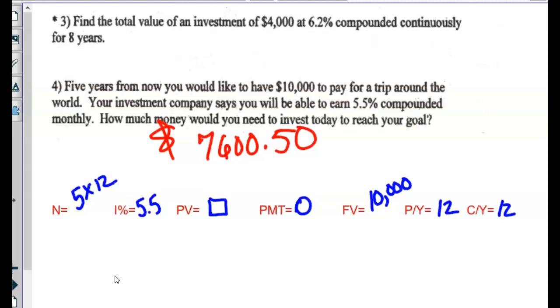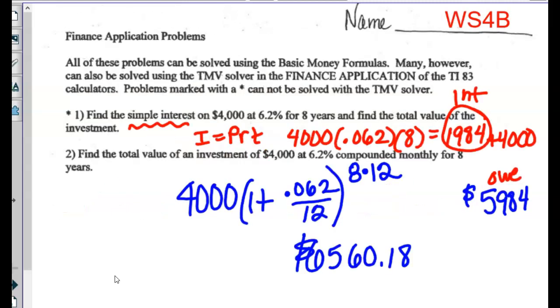Is this where we left off, guys? Okay, we're going to talk about this because I didn't realize this yesterday as we were doing it. This first one on worksheet 4B said you borrowed $4,000 at 6.2% for 8 years simple interest, remember? It doesn't say borrowed, so maybe it's an investment. But anyways, it turned out to be $59.84 with interest.